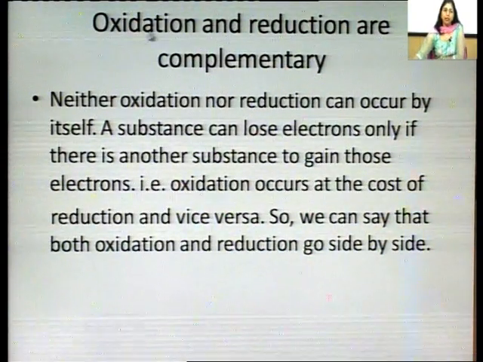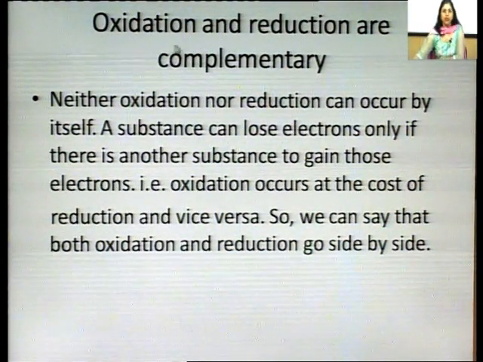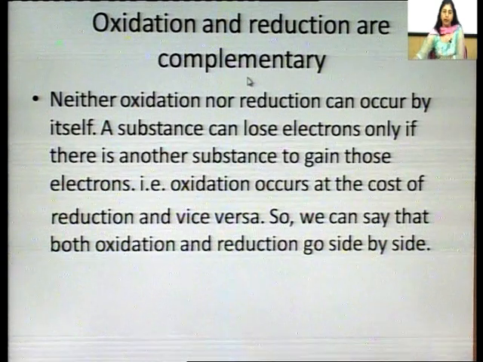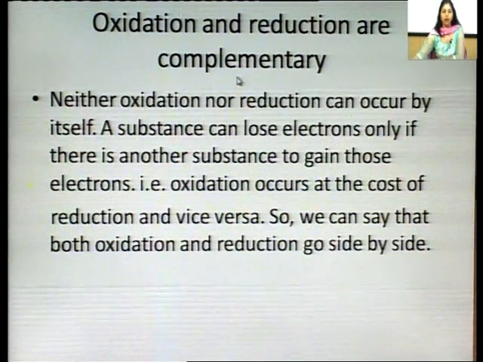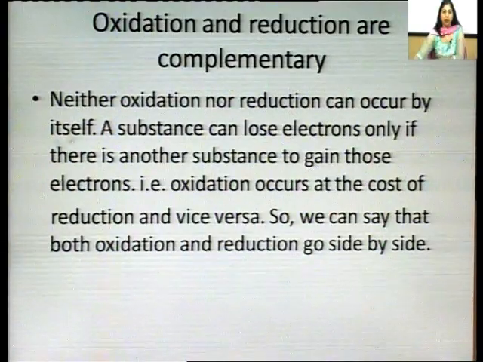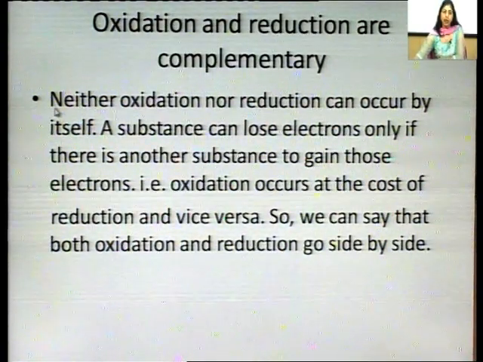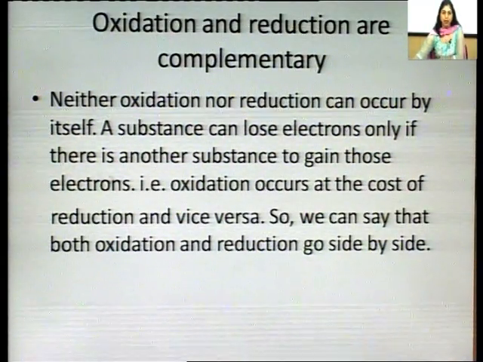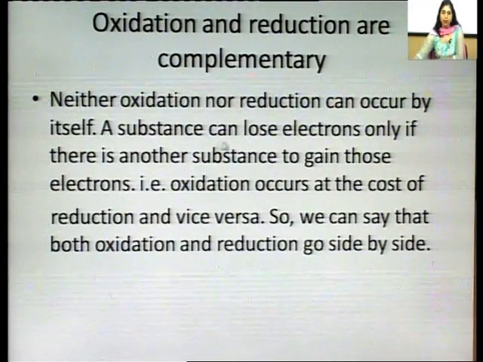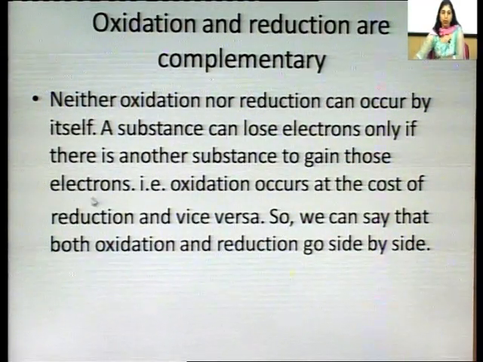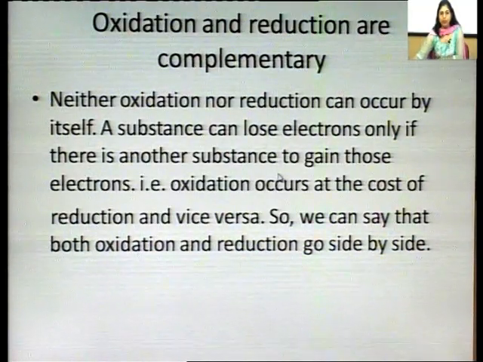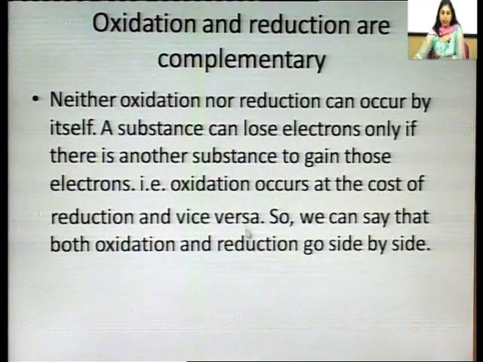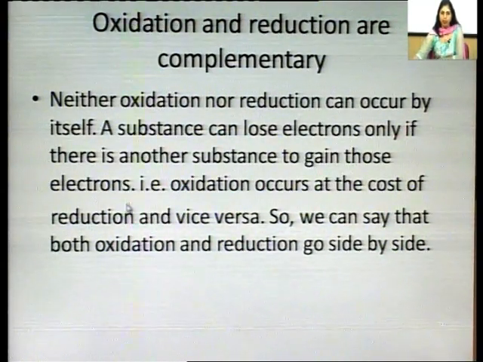Next, let us explain the statement that oxidation and reduction are complementary. Complementary means they occur simultaneously, or we can say that they always occur side by side. It is observed that neither oxidation nor reduction can occur by itself. A substance can lose electrons only if there is another substance to gain those electrons. So, loss occurs only if there is gain of electrons.